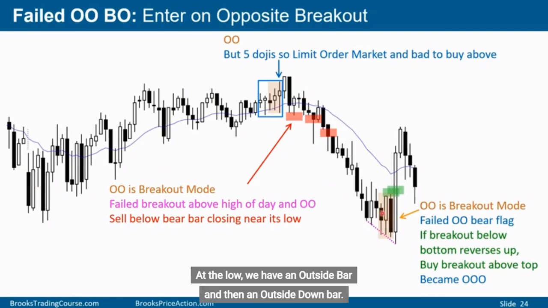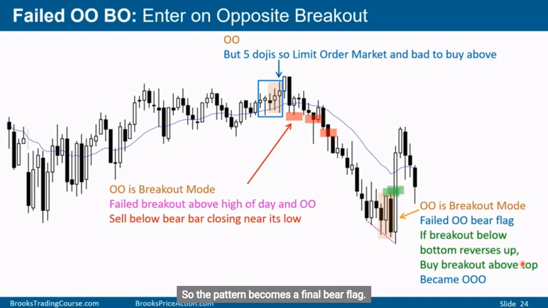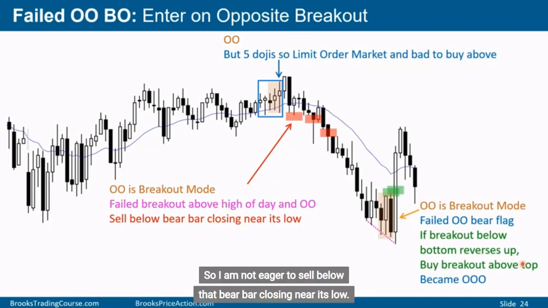At the low, we have an outside bar and then an outside down bar, but it's late in a bear trend. And remember, any of these patterns, II, IOI, OO, if they occur late in a trend, there's an increased chance of them leading to a reversal, or of a breakout in the direction of the trend, in this case down, and the breakout failing and then the market reversing, so the pattern becomes a final bear flag. So I am not eager to sell below that bear bar closing near its low.